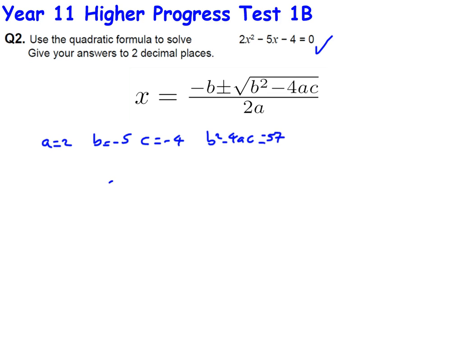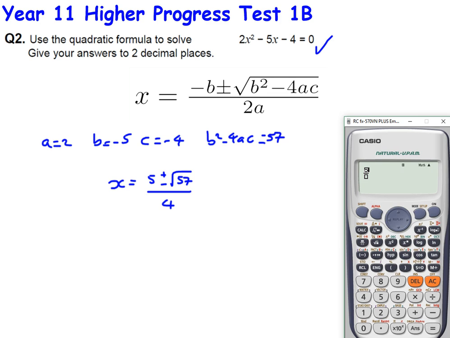So now substituting all values into the formula, we get x equals negative b, so that means positive 5, plus or minus the square root of 57 all over 2a, 2 times 2, which is 4. So again, this is where now I'm going to use my calculator to get both values. I'm going to make sure the calculation on my calculator looks just like what I've written down. But first this I'm going to do 5 plus the square root of 57 all over 4.